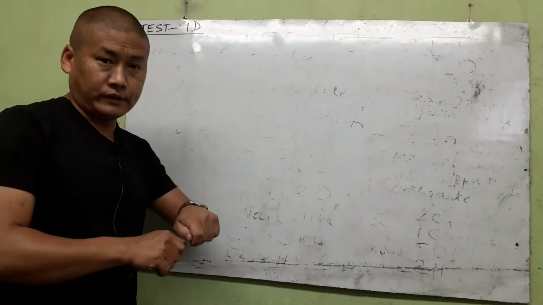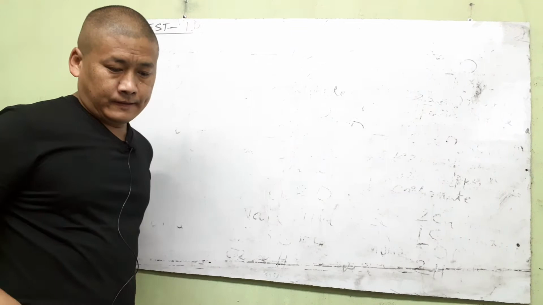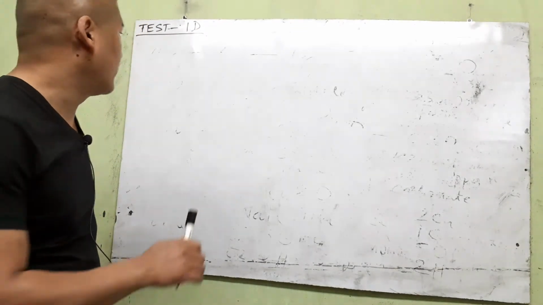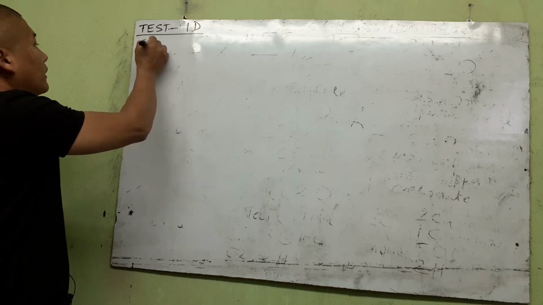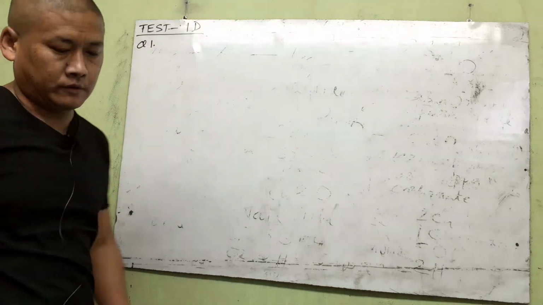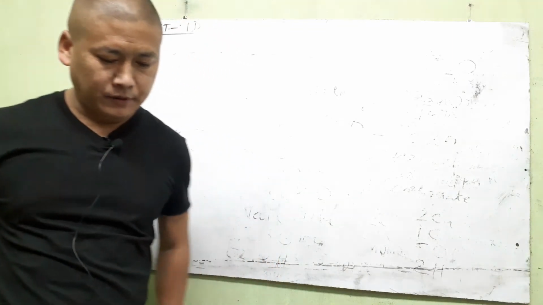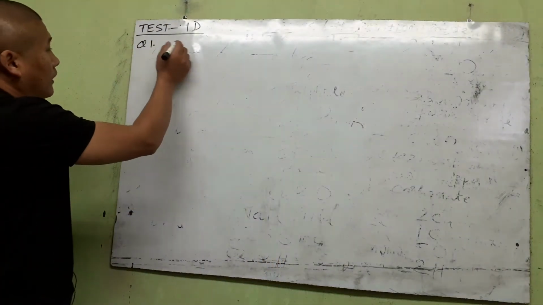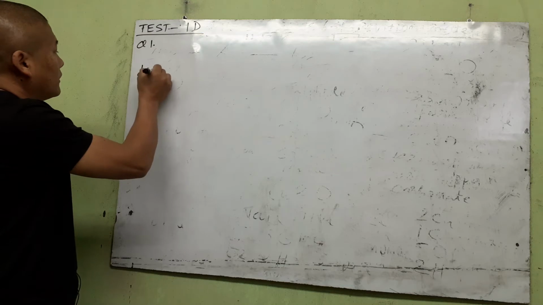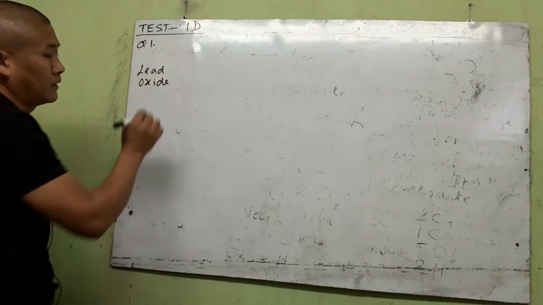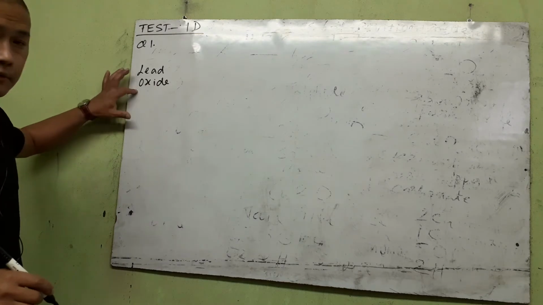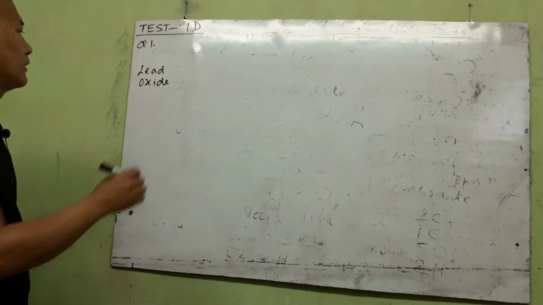Okay, so test 1D, the next test, class 10 chapter 1 science. In this test, question number 1 is lead oxide plus carbon dioxide. So lead oxide, solid. Let us write here lead oxide in the extreme left. Write like this, up and down, so that you have space on the right side.